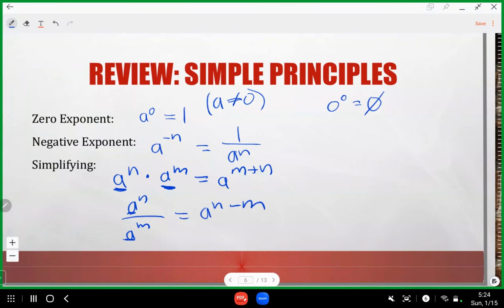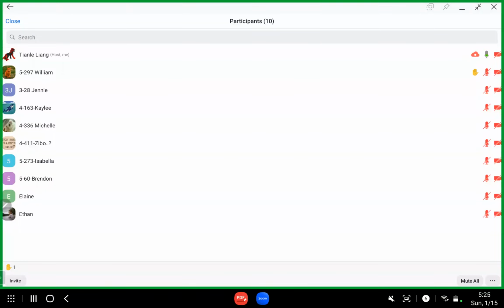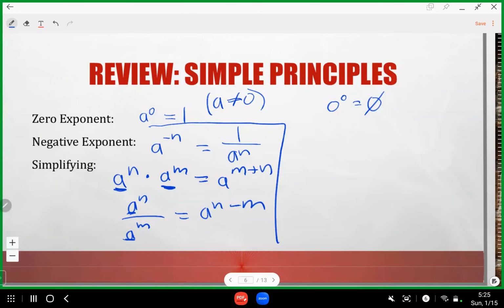Okay. So now let's circle back and review why a to the 0 is 1. So how about William? Okay, William, could you help with this one? Last lecture I talked about why a to the 0 is equal to 1, and we can actually prove that using the negative exponents and also the simplifying. All right, so how would you prove that a to the 0 is equal to 1? Do you have any idea?